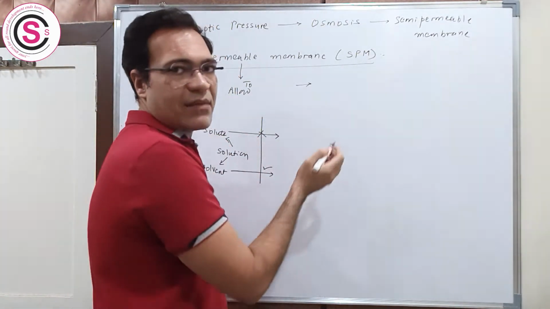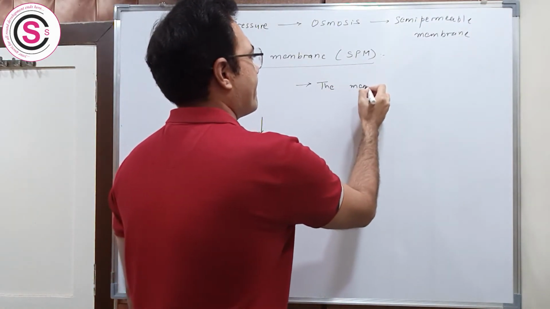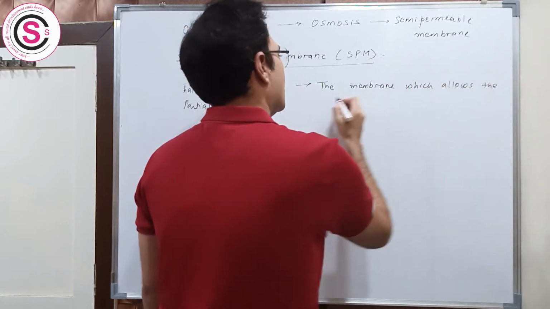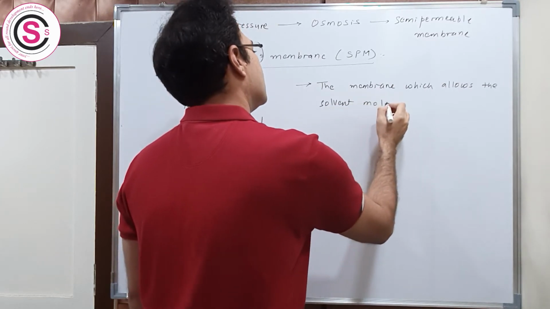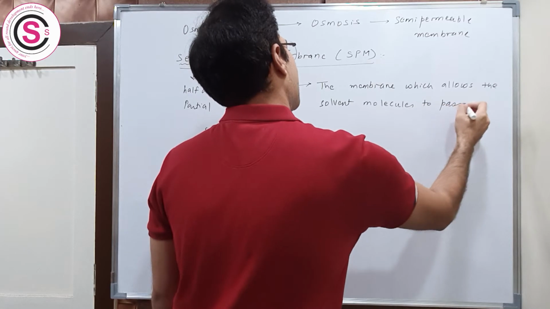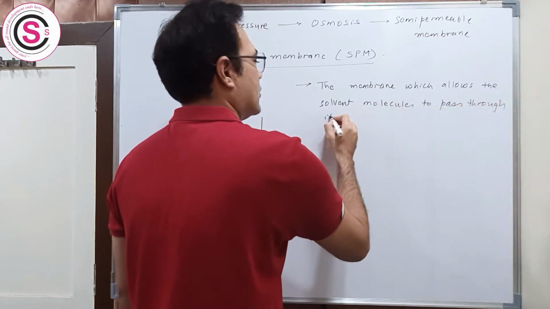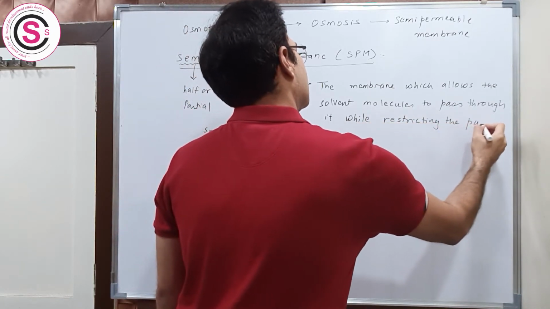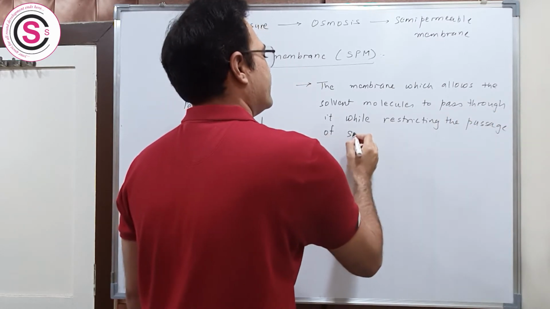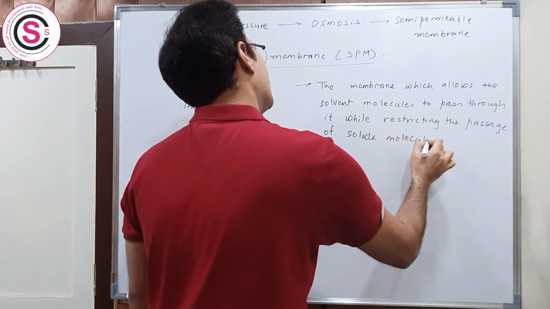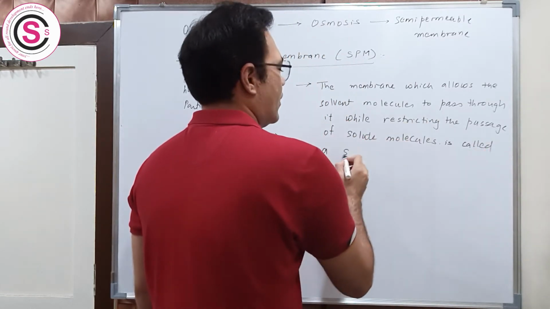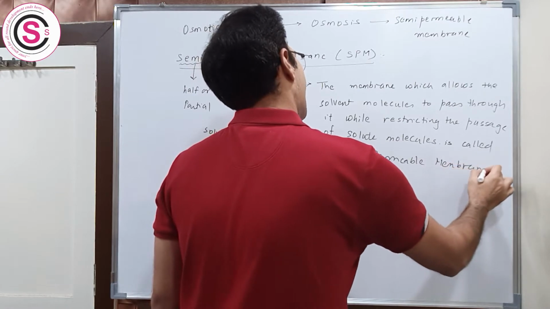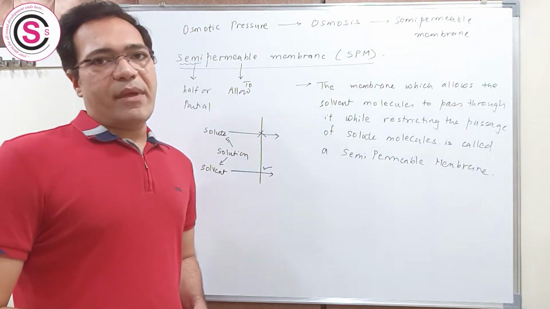So students, we define a semi-permeable membrane as the membrane which allows the solvent molecules to pass through it while restricting the passage of solute molecules is called a semi-permeable membrane.